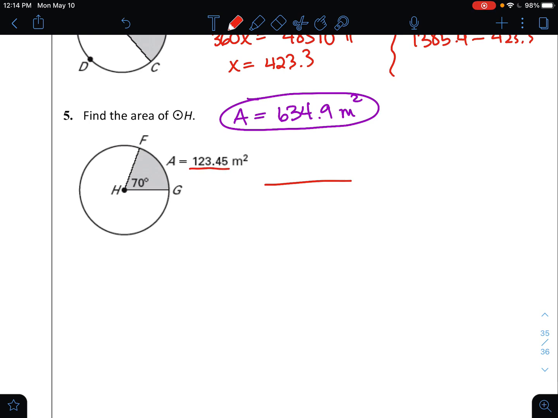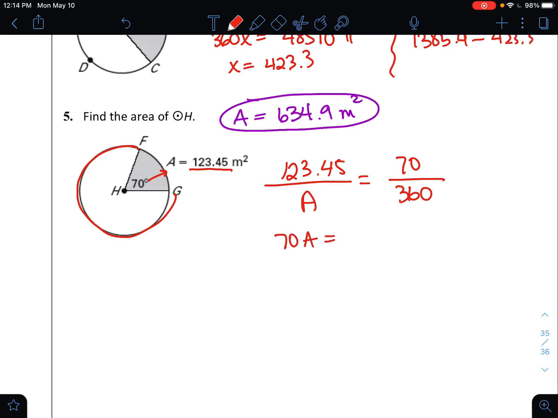Number 5, I need area. So I'm given this sector area, 123.45 over total area. And then 70 does match the correct shaded area. So I can just plug in my 70. Sometimes we need the other side, but in this case, I haven't needed it. And so then when I cross multiply, that's where I got that answer in purple. So 360 times 123.45. Okay. And then divide by 70, and then that gets me that answer I've got at the top.